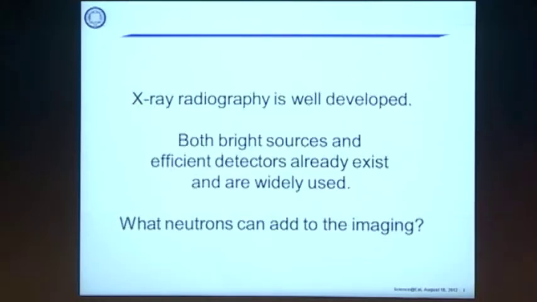Now, X-ray radiography and tomography, I'll mention tomography as well, is well developed by now. There are a lot of instruments, a lot of techniques are done. And sources are very bright, they exist around the world. They're lab sources, they're synchrotrons. They're very, very bright. So why would we add neutrons? And what do neutrons bring to this field of imaging? I'll try to show you what is unique with neutrons and why we use them.